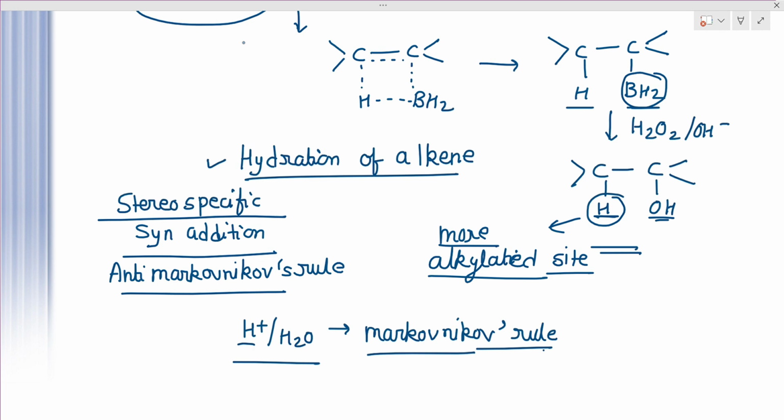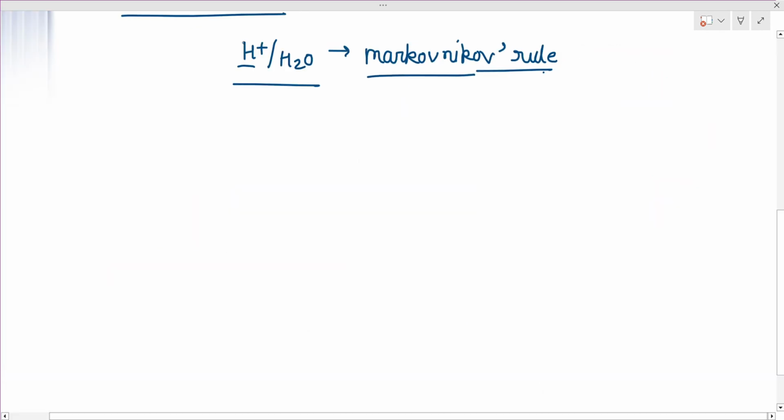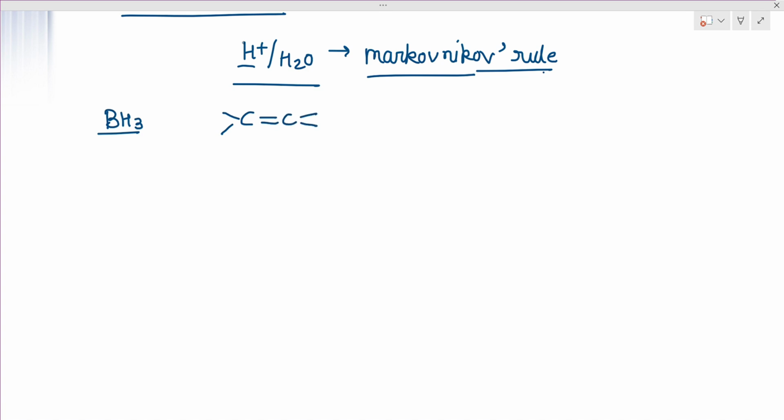Why is this happening? We have seen that we are adding BH3 along this double bond. Or in a general way we take organoborane compounds. Actually this BH3 is highly active, so we take organoborane compounds like R2BH, or we can call it (C6H11)2BH. Any alkyl group can be added to this boron, so that we are getting organoborane compounds.